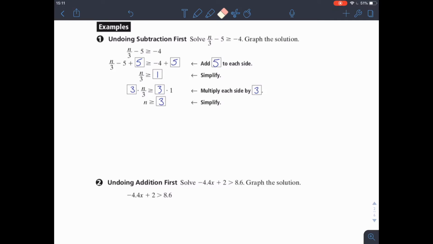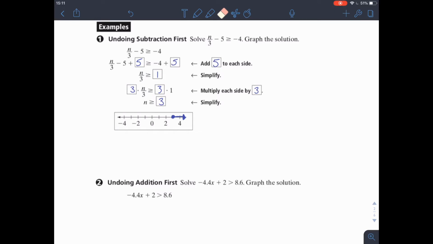If I go to graph this, because I have a greater than or equal to symbol and 3 can be a solution, I use a closed dot, and then I draw my arrow in the direction of my other possible solutions, all of the numbers that are greater than 3, and that would be to the right.